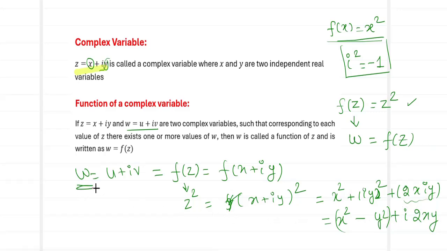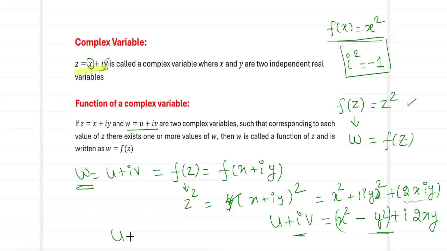Hence, we see that w, which was u plus iv, has now been expressed as x square minus y square plus i times 2xy. Now, this is a complex number and the right hand side is also a complex number. Whenever two complex numbers are equated, it means that the real parts are equal and the imaginary parts are equal separately. So what can I write out of this?